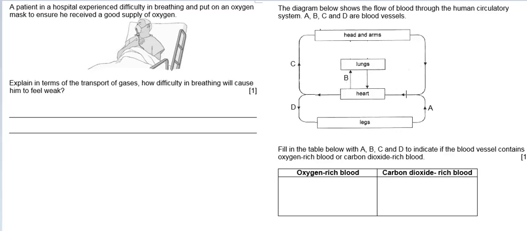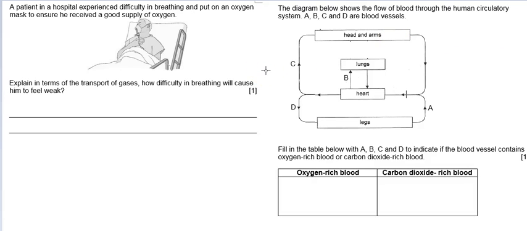Okay, so a patient in a hospital experienced difficulty in breathing and was put on an oxygen mask to ensure he received a good supply of oxygen. Explain in terms of transport of gases how difficulty in breathing will cause him to feel weak. So why is it that when people have difficulty breathing, they will feel weak?